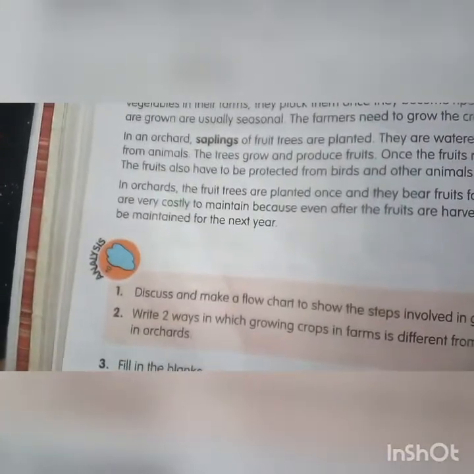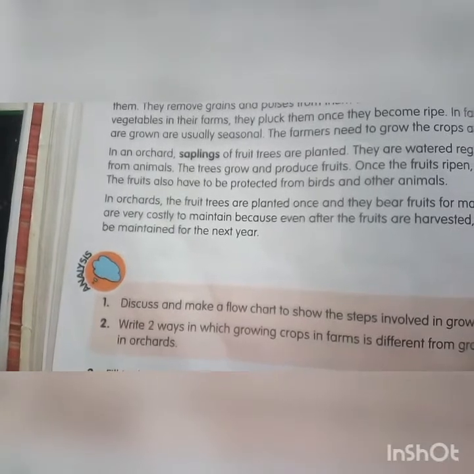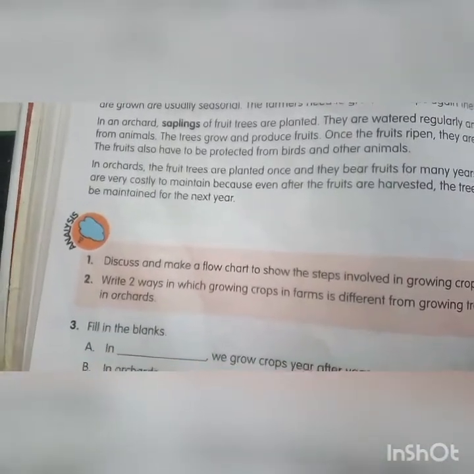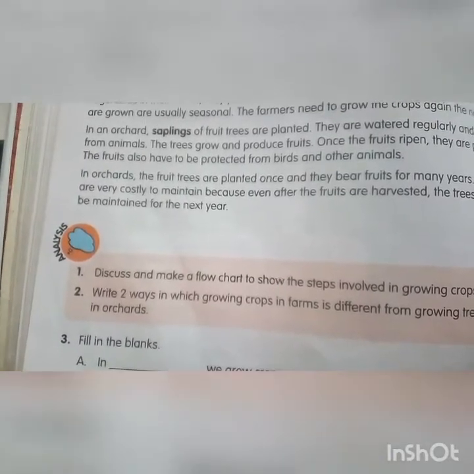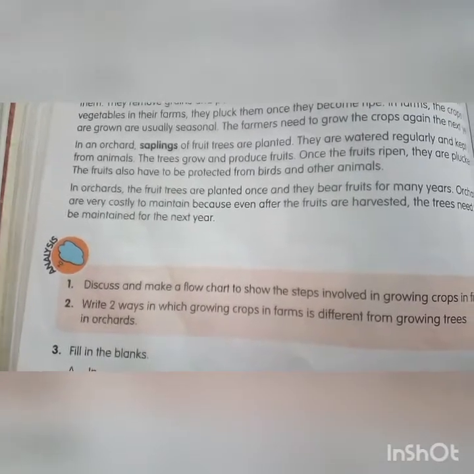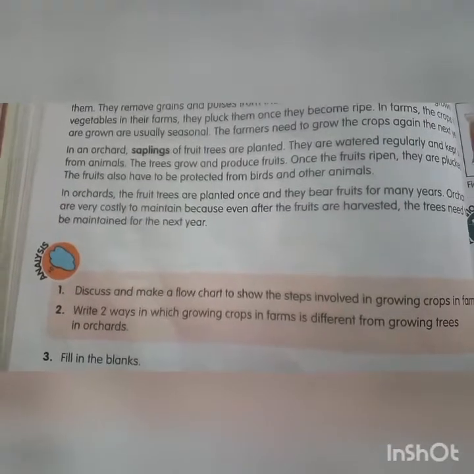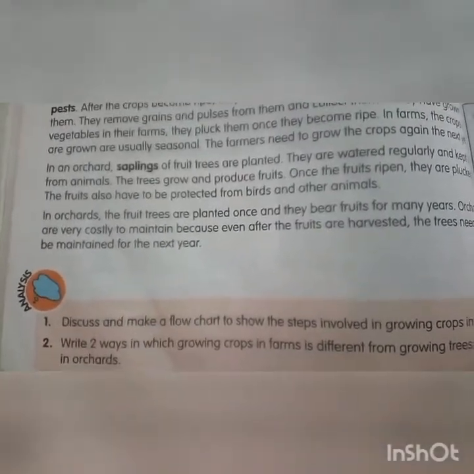The fruits are protected from birds and other animals too. In orchards, the fruit trees are planted once and they bear fruits for many years. Orchards are very costly to maintain because even after the fruits are harvested, the trees need to be maintained for the next year.